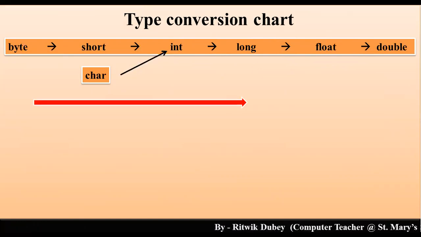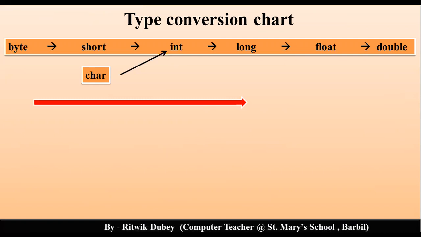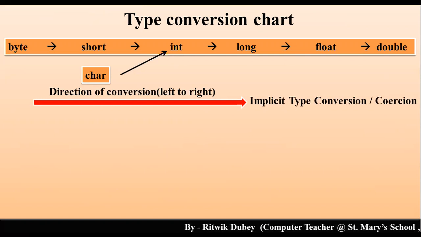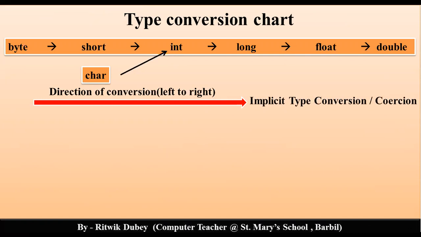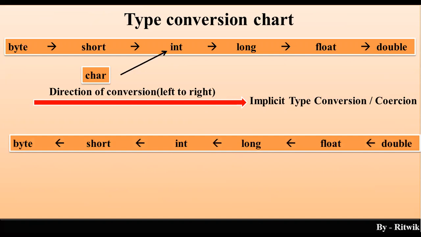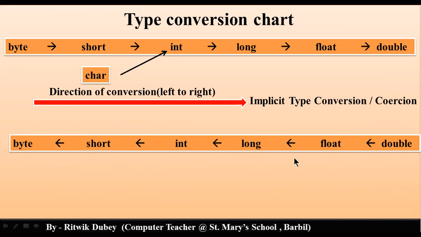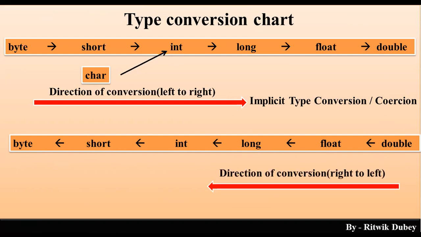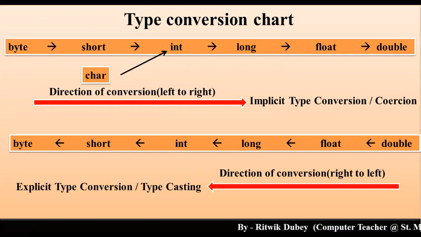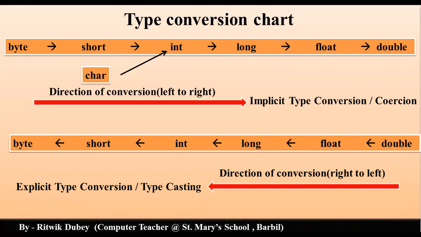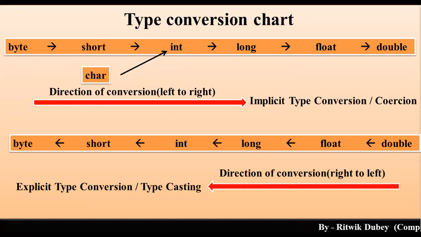Now, if the direction of conversion of type is from left to right, then it is called as implicit type conversion or coercion. Okay, but if the direction is just opposite, see, first you have to write byte, then short, then int, then long, then float, then double. But if the direction changes, if the direction is from right to left, then this conversion is called as explicit type conversion, or you can say typecasting. Clear na?